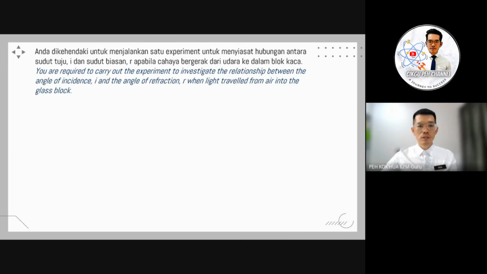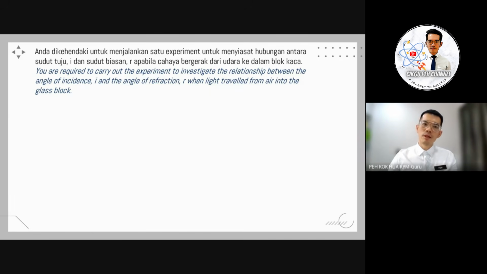Now let us go through the question together. You are required to carry out the experiment to investigate the relationship between the angle of incidence, i, and the angle of refraction, r, when light travels from air into the glass block. So here, how do we know whether it is a hypothesis or non-hypothesis experiment?